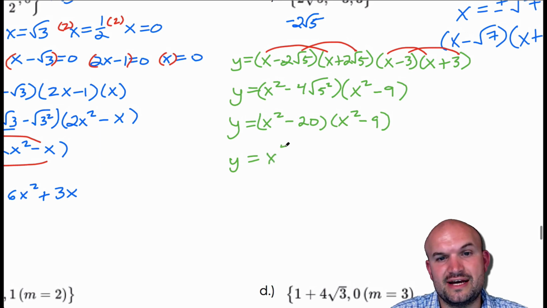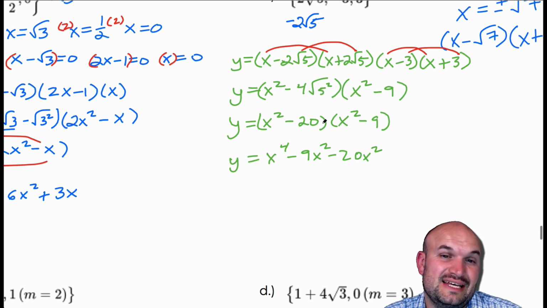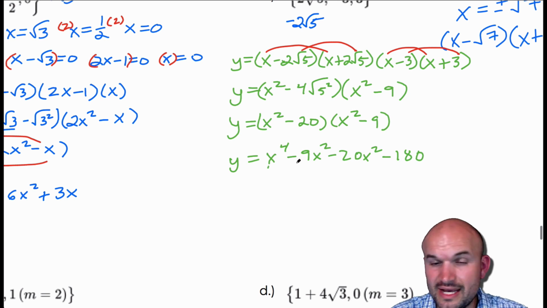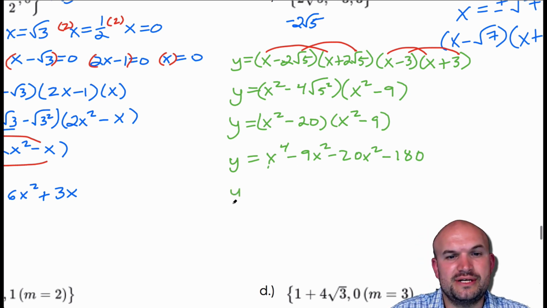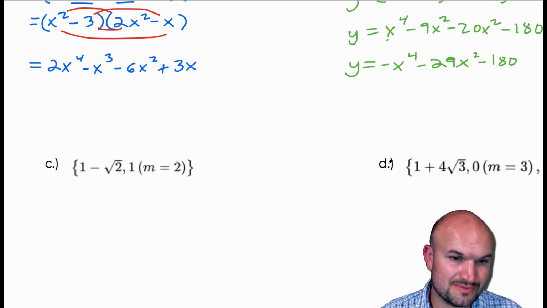So in this case, I have x to the 4th, x squared times negative 9 is negative 9x squared, minus 20x squared. And then negative 20 times negative 9, well, negative 2 times negative 9 is negative 18, so add a 0, so that's going to be a negative 180. Okay, and then I can combine my like terms here, so y equals negative x to the 4th minus 29x squared, that's a 9, minus 180. Okay, all right, so now let's get to the next one.